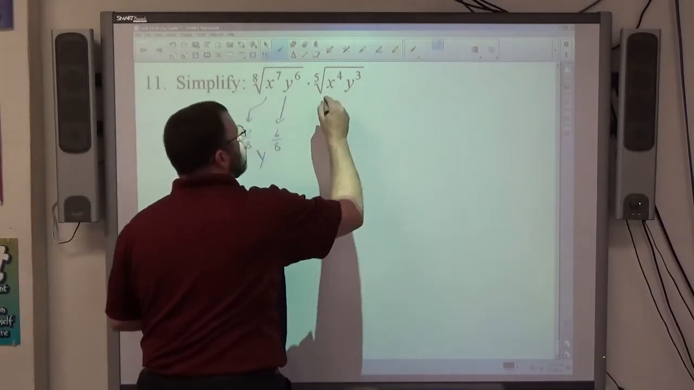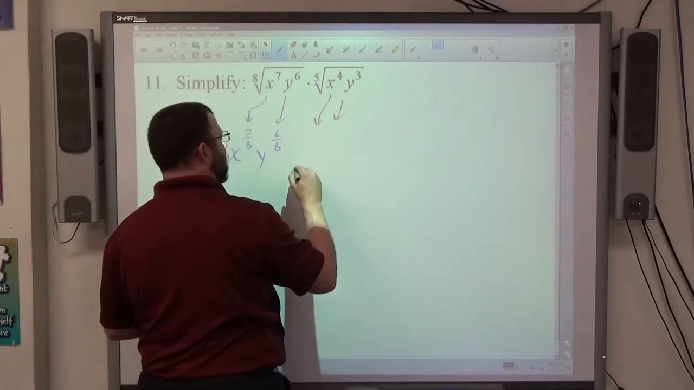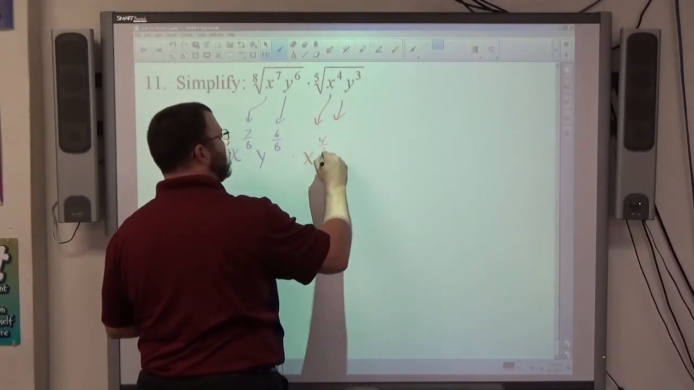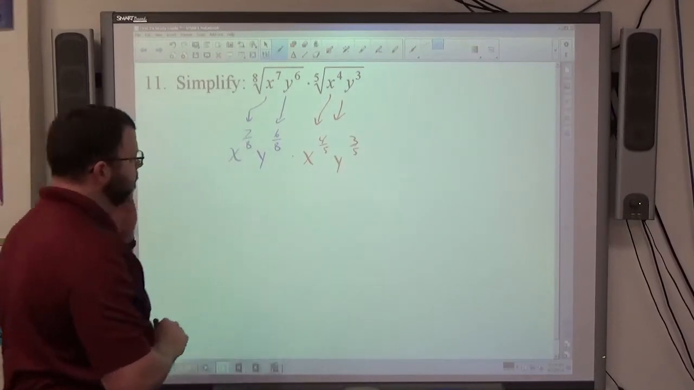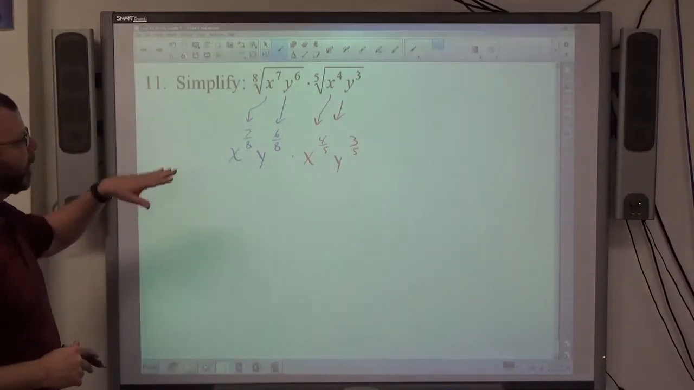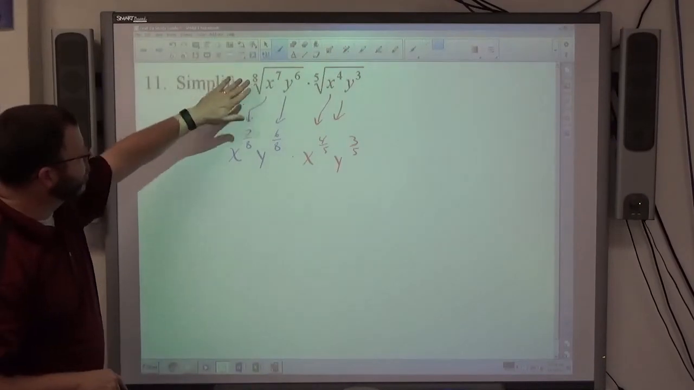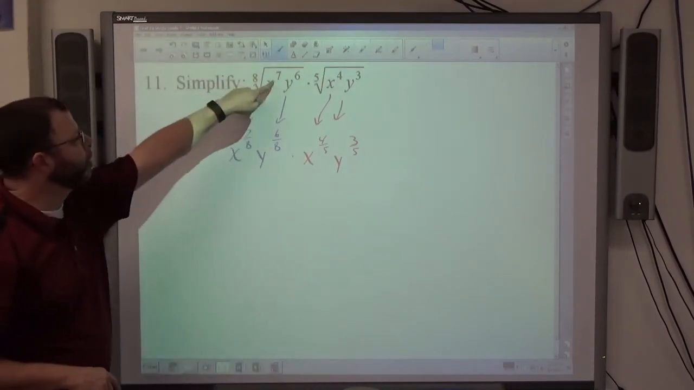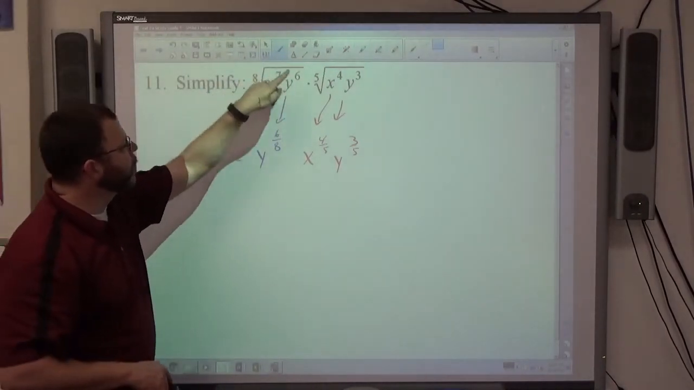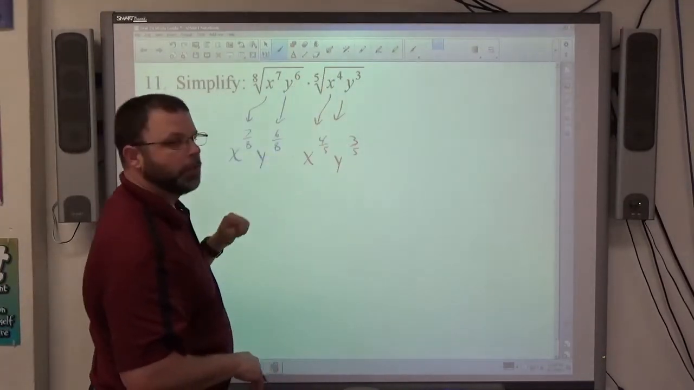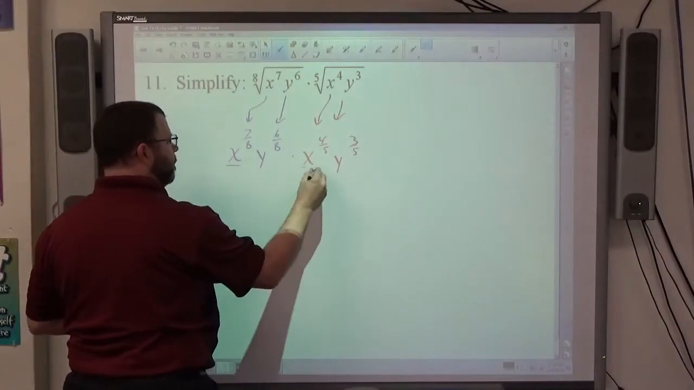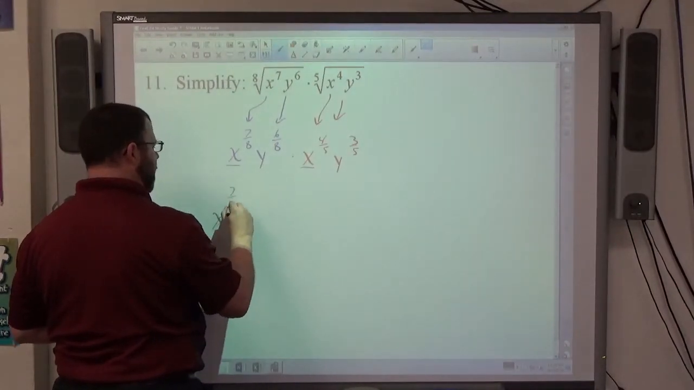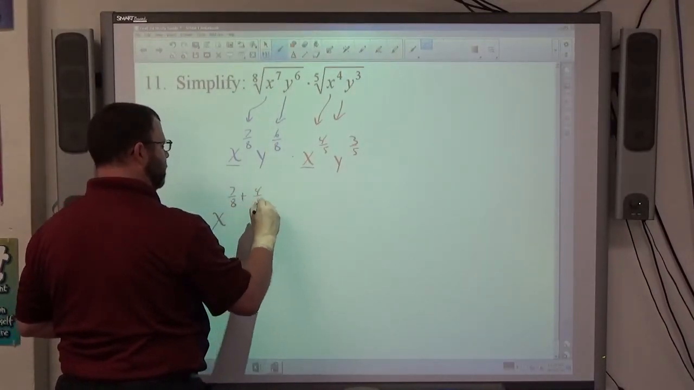And for this one, we're going to get x to the 4/5 and y to the 3/5. Right? So that's job one. Get the radicals changed into fractional powers. Power divided by root on each base. Then for common bases we add powers. So for x I'm going to add 7/8 to 4/5.